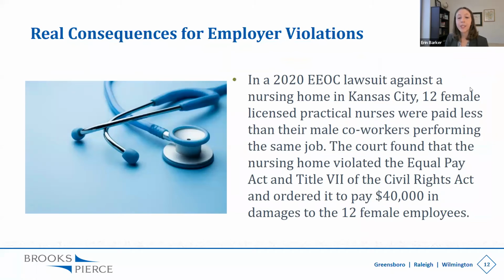And under these laws, we do see real consequences for employer violations. So I'm going to go through a couple examples of some lawsuits over the last couple of years that resulted in employers having to pay damages for violating these laws. So first, we have a 2020 EEOC lawsuit. We had a nursing home in Kansas City. 12 female nurses were paid less than their male coworkers. They performed the same job. The court found that the nursing home violated the Equal Pay Act and Title VII of the Civil Rights Act, and the nursing home had to pay $40,000 in damages to those 12 employees.